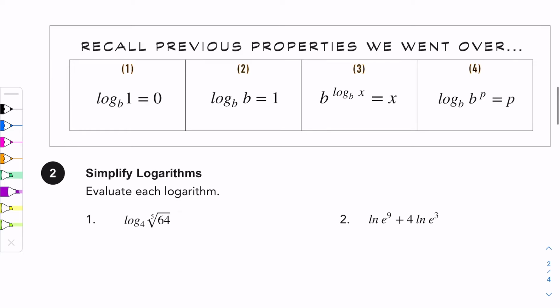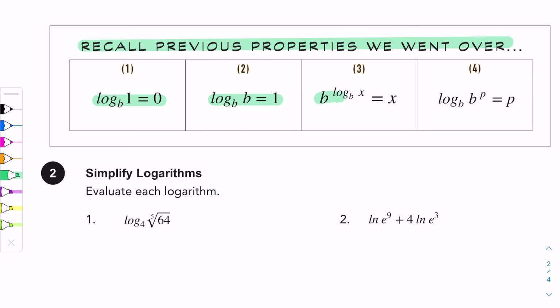Okay, before I start the next section of practice problems, just recall the previous properties that we went over. This was when we first learned about logarithms. We had the property that states that log base b of 1, regardless of the base, will always be 0. Log base b of b will always be 1.